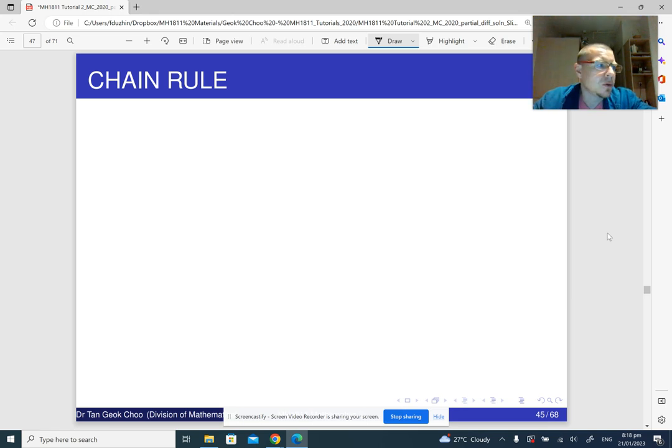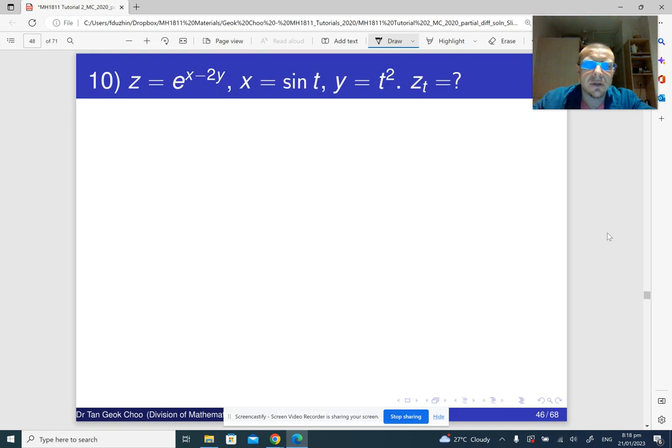All right. Now the next question is a question on the chain rule. So here we've got ourselves a function of two variables, x and y, which are in turn functions of t. And the question is to differentiate the original function with respect to this t.